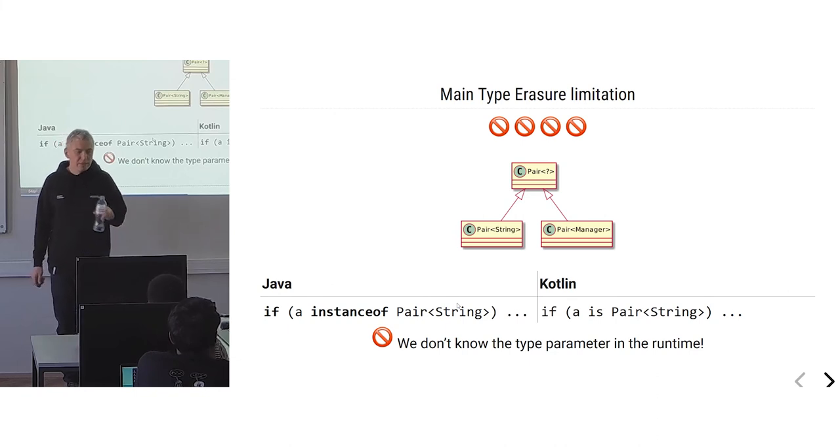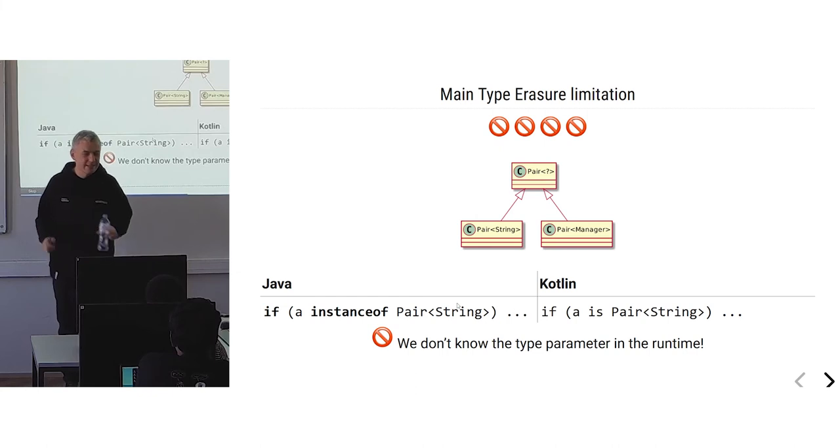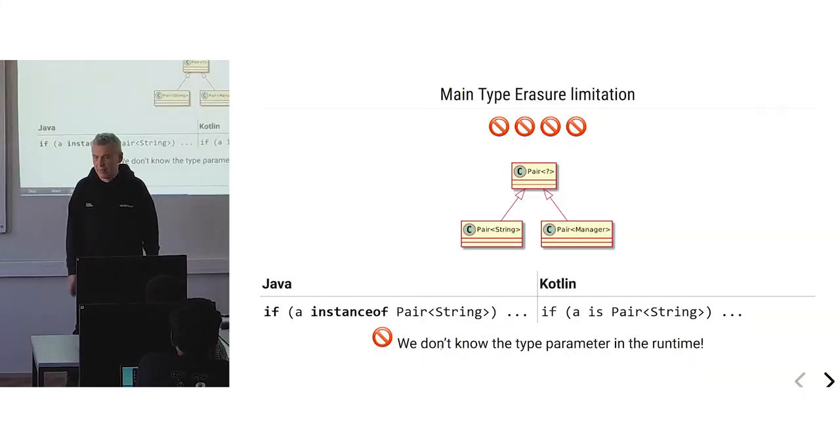Because we don't know the type parameter in the runtime, and you just cannot write such code. Unfortunately, you might want to, but you are never allowed, neither in Java nor in Kotlin. You just cannot write such code. You will get a compile time error.